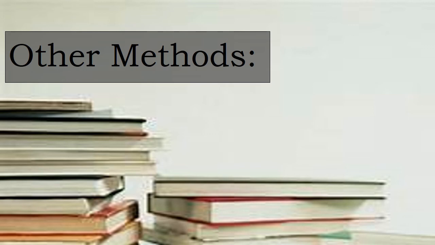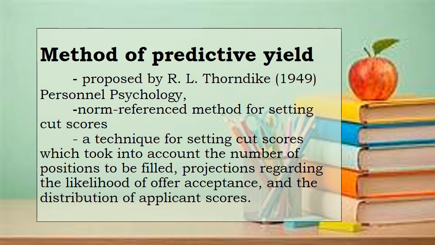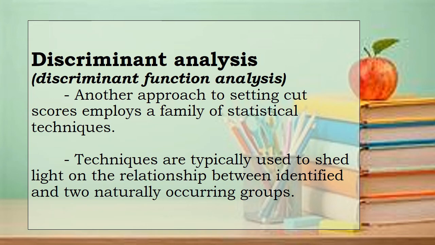Now let us proceed to other methods. Method of predictive yield. It was proposed by Edward Lee Thorndike. It is a norm-referenced method for setting cut scores, a technique which took into account the number of positions to be filled, projections regarding the likelihood of offer acceptance, and the distribution of applicant scores.